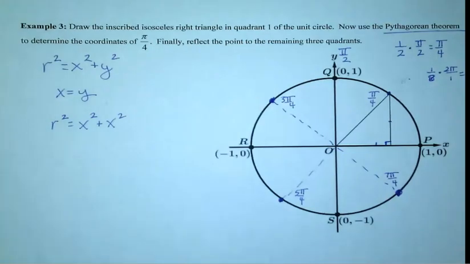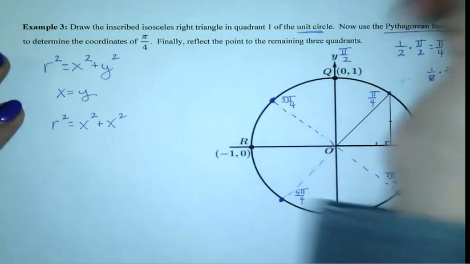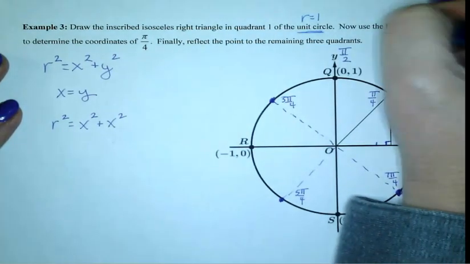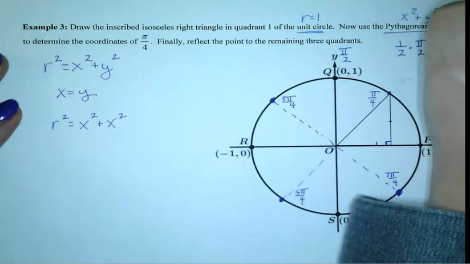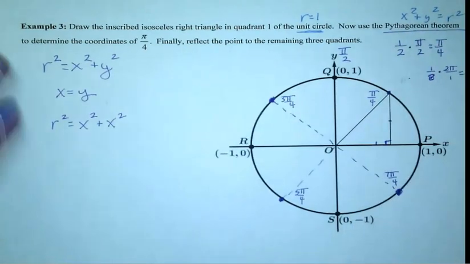So now we can pull out one more piece of information because this is a unit circle. And what do we know about unit circles? That the radius is 1, just like we know the Pythagorean theorem is x squared plus y squared equals, in our case, r squared, but you could say a squared plus b squared equals c squared.